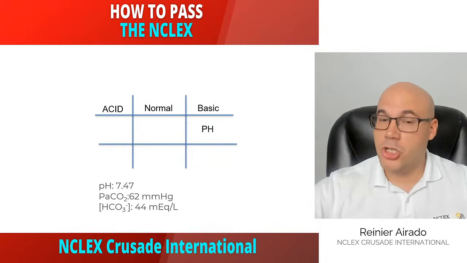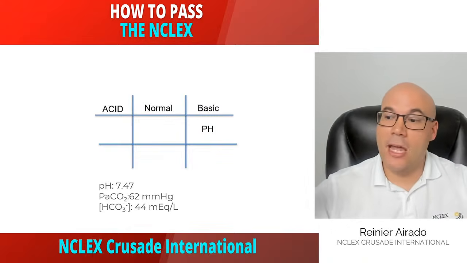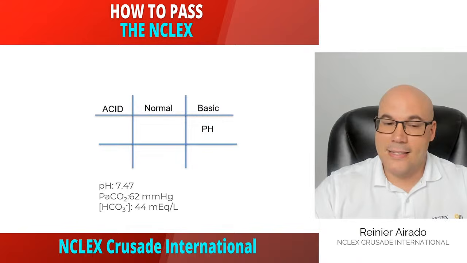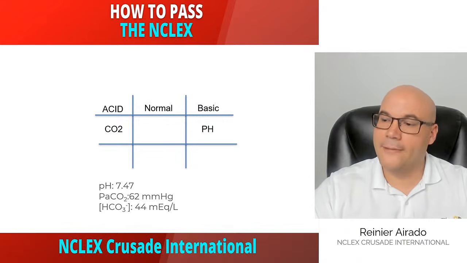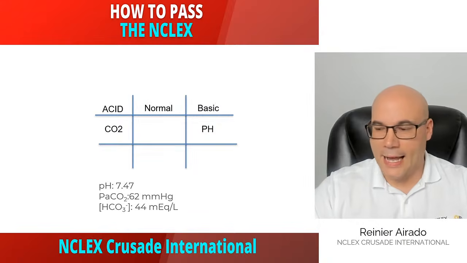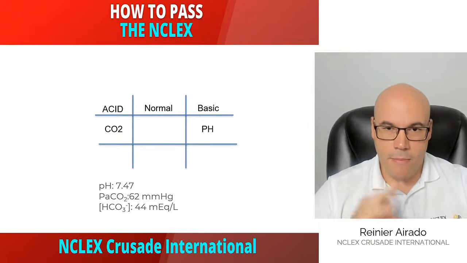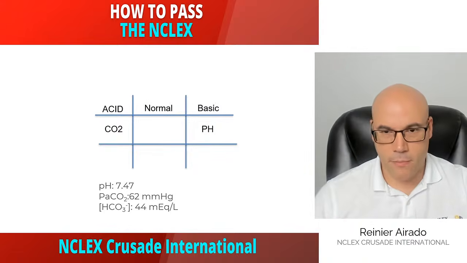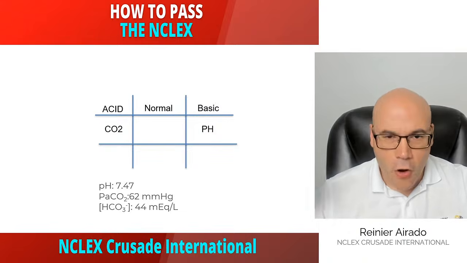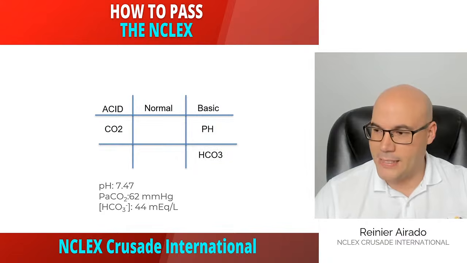We have too much carbonic acid. We have too much acid. So CO2 is acidic. The CO2, we're going to put it under acidic. Now let's look at the bicarbonate, HCO3. Bicarbonate is 44. Remember the normal range, 22 to 26. So too much bicarbonate, 44. So we're going to put the bicarbonate under basic.